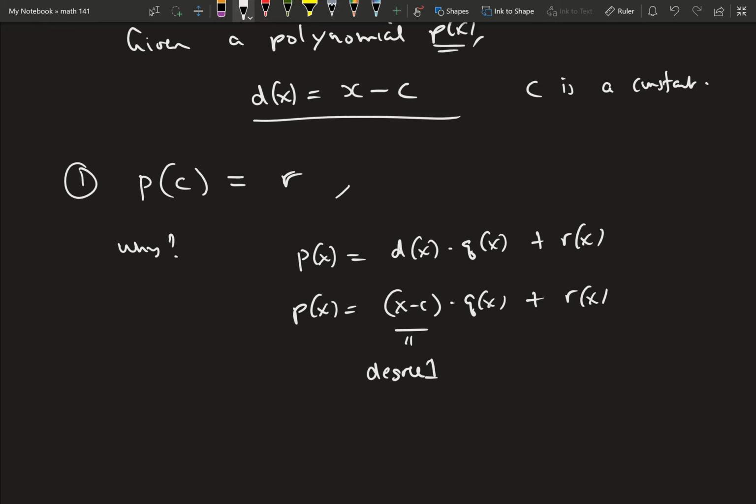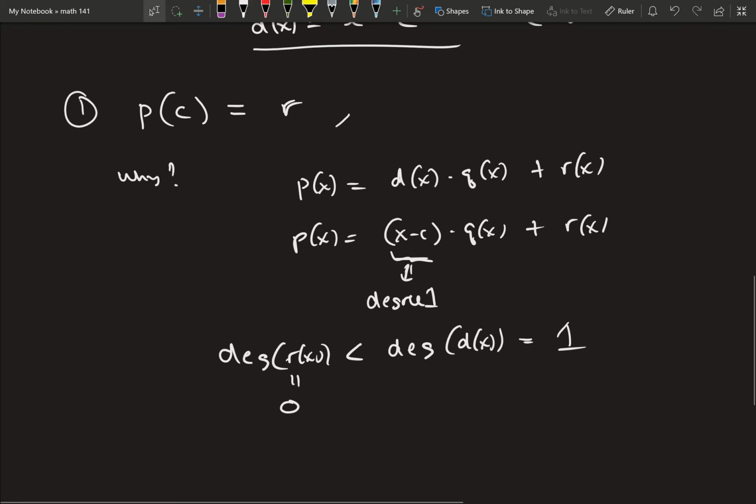The d of x is x minus c, the polynomial x minus c. This thing is a degree 1 polynomial. We know that the degree of r of x has to be less than the degree of d of x. Well, d of x is x minus c. That means the degree of r of x is going to be less than 1. This degree has to be 0.